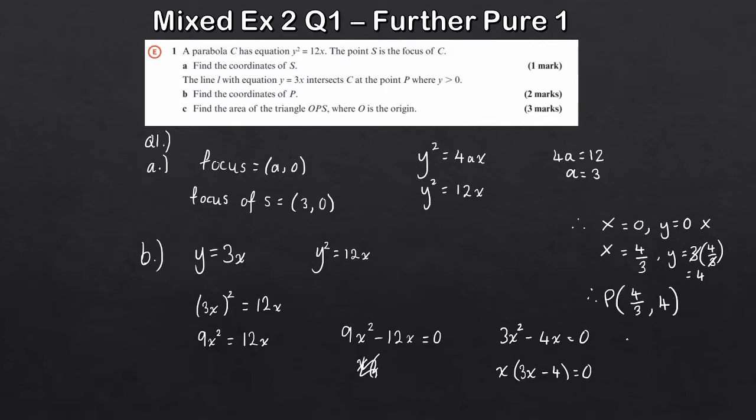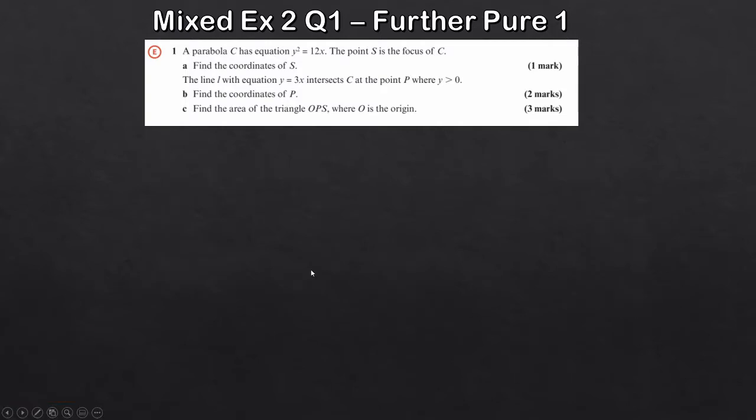So that's part B done. And now using that, we can work out part C. If I just quickly clear all this, let's have a go at part C here. We're finding the area of the triangle OPS. Just writing down P again: 4 over 3, 4. We know it starts at the origin, so you can draw a little sketch if you want. Now, I'm no artist, so just ignore the bad drawing.